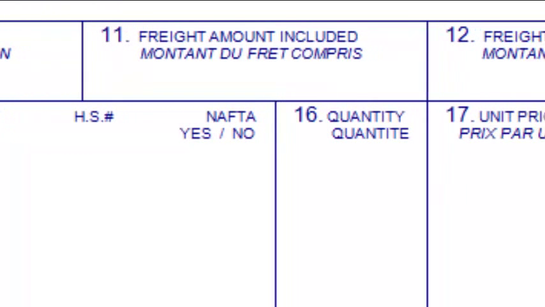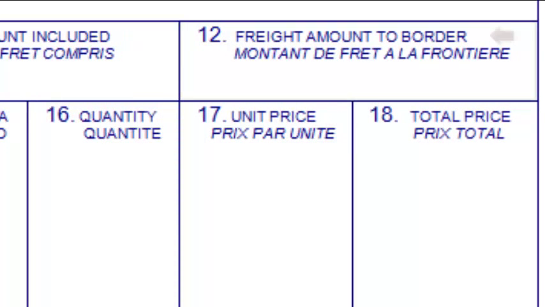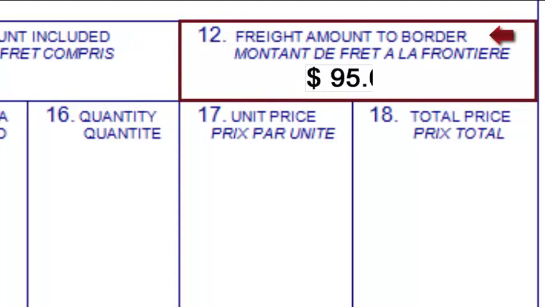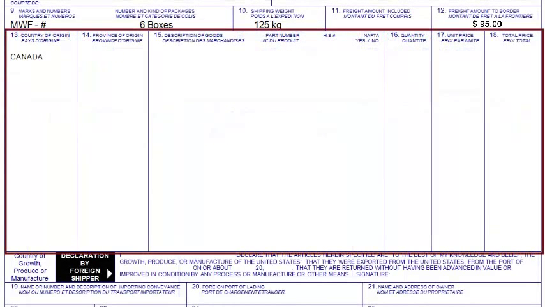Field 11 is the freight amount included. This is applied to a portion of the invoice price that accounts for weight charges of the goods. This is only applicable to those circumstances, otherwise leave it blank. Freight amount to border is Box 12, which indicates the freight amount from the place of lading to the border. Boxes 13 to 18 are an itemization of all goods.